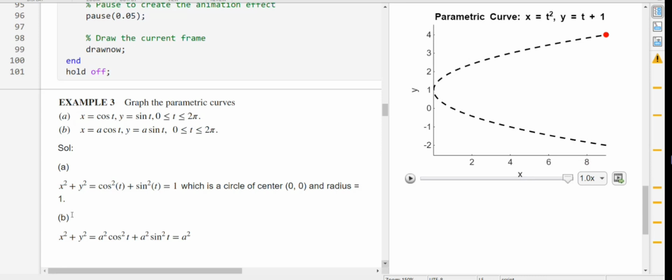And similarly for part B, there is an a involved in that, which can have any value. So in that case, we have a circle with the radius of a. In part A, we have a circle with radius 1.